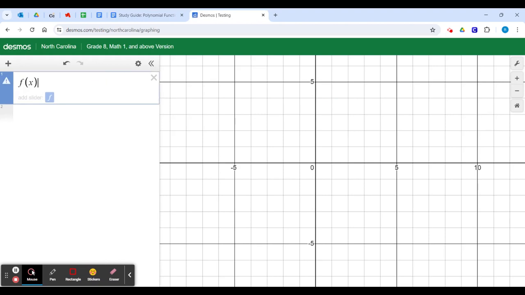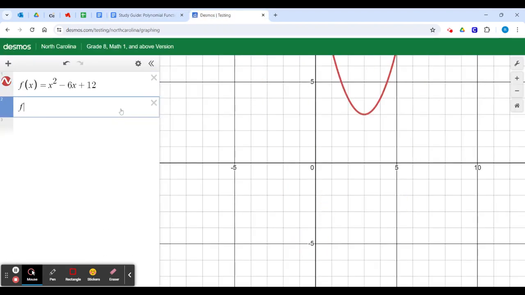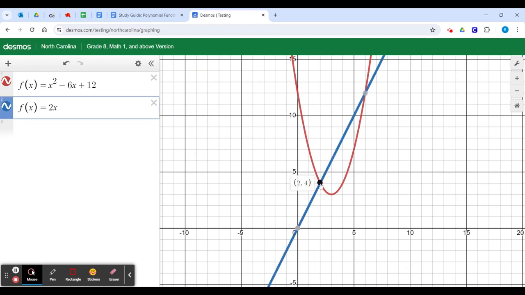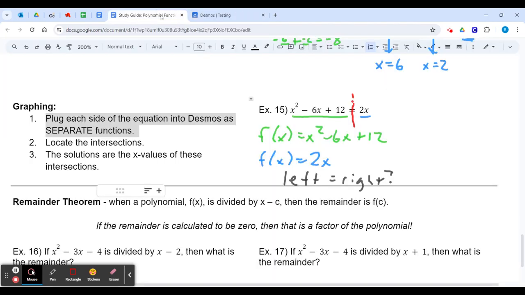So go f of x equals x squared minus 6x plus 12. And on the other side of that equation is f of x equals 2x. If I zoom out and look here, it looks like I have my two intersections. One of them has an x value of 2. One of them is an x value of 6. So x equals 2 and x equals 6 are my answers here.